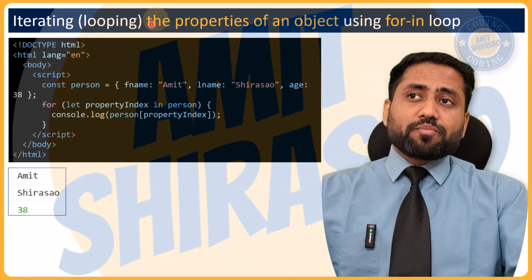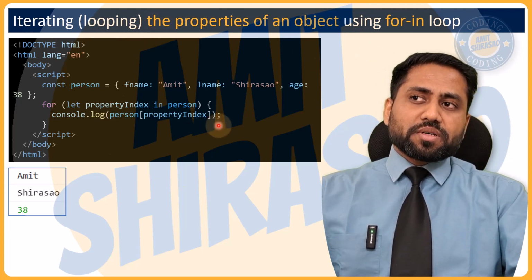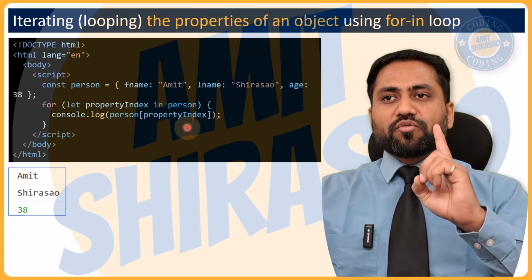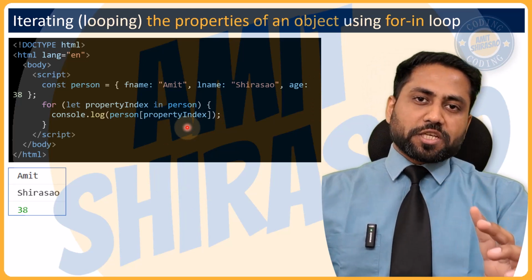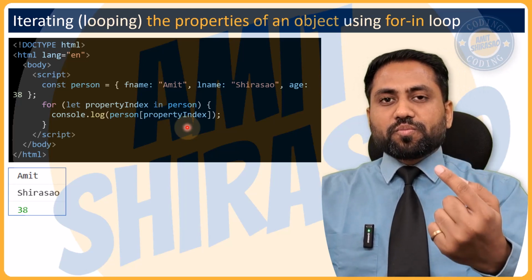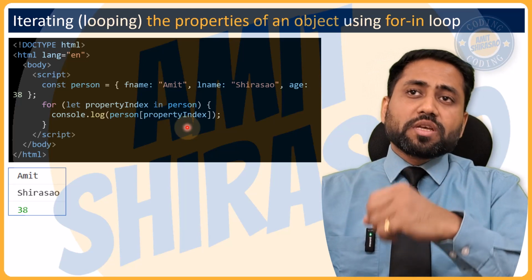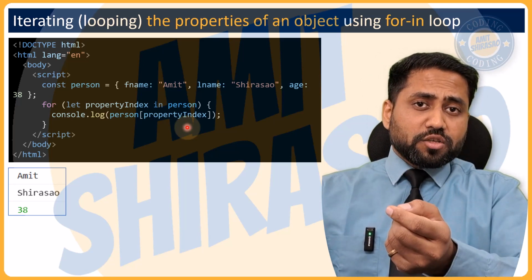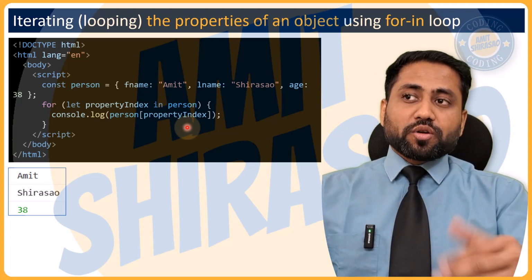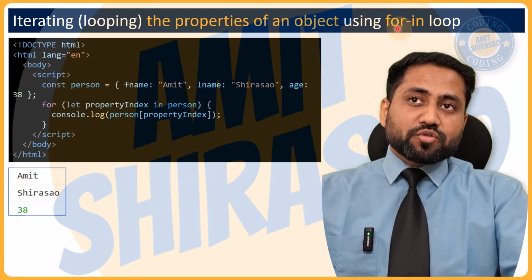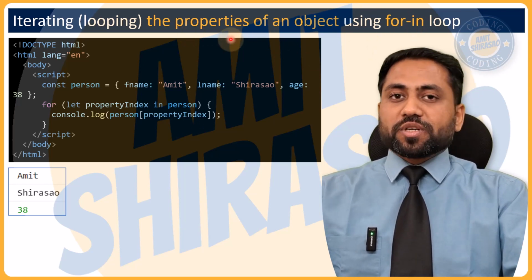Iterating or looping the properties of an object using the for in loop. Just remember that you can use only one type of loop for iterating the properties of an object, and that loop is the for in loop. You cannot use while, do while, for of, a basic for, or forEach. You have to use for in. That's the only kind of loop which is used for looping the properties of an object.